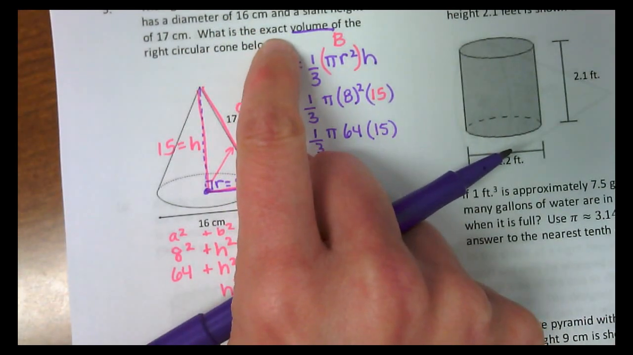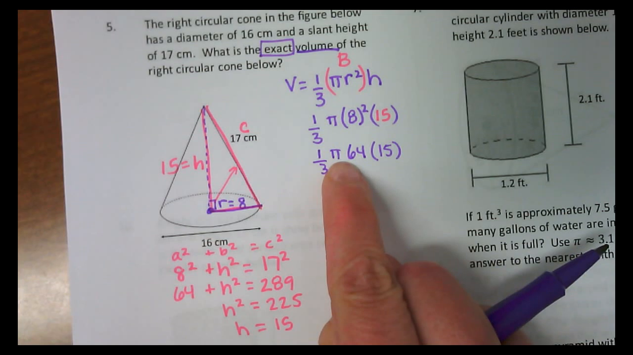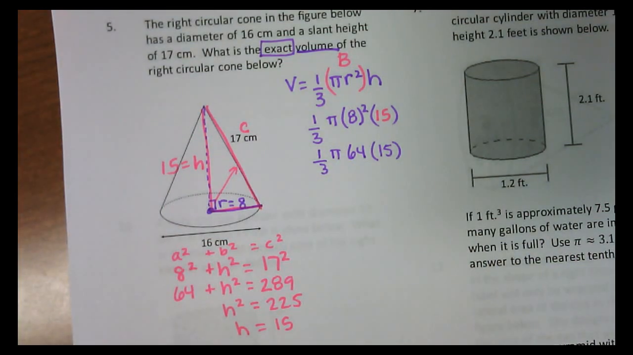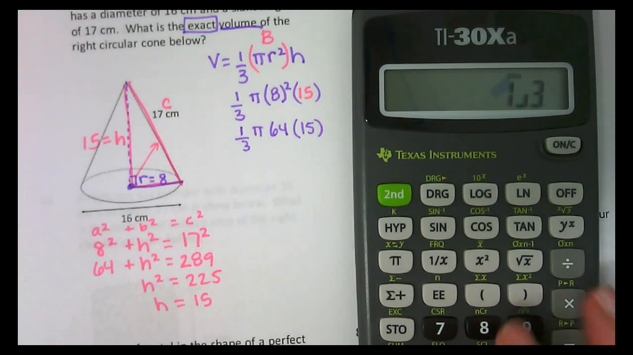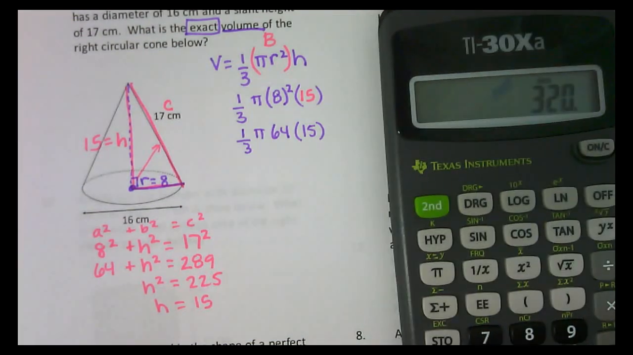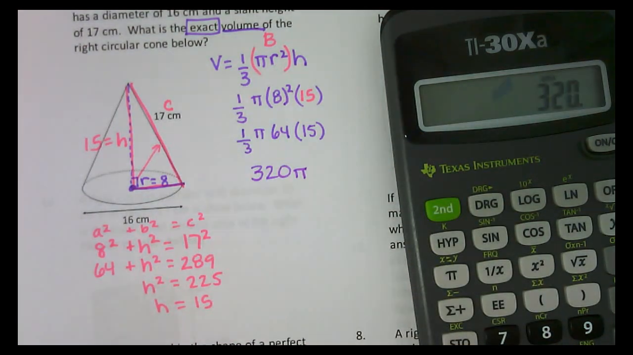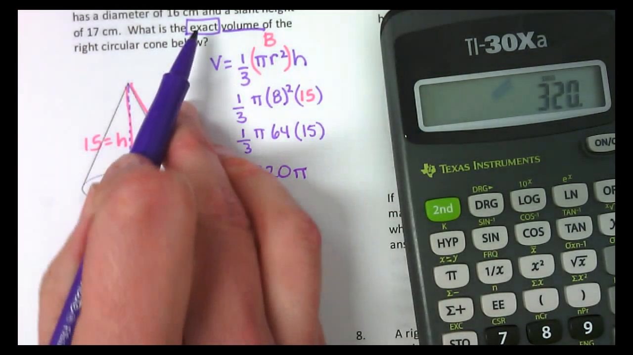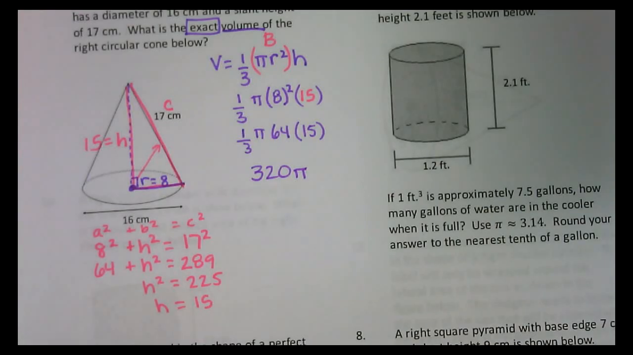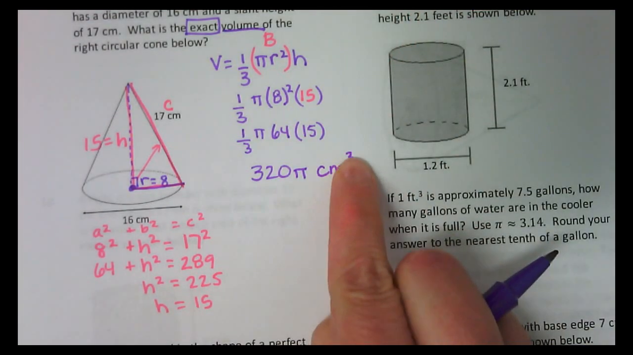When it says this word exact, that means leave pi alone. Just leave it there. Don't type it in your calculator. So we are going to type 1/3 times 64 times 15. And I get 320. I leave the pi there. I don't type it in my calculator because it said exact. We are doing volume. So volume means units cubed.